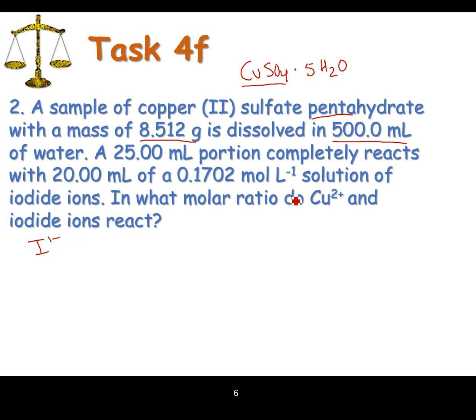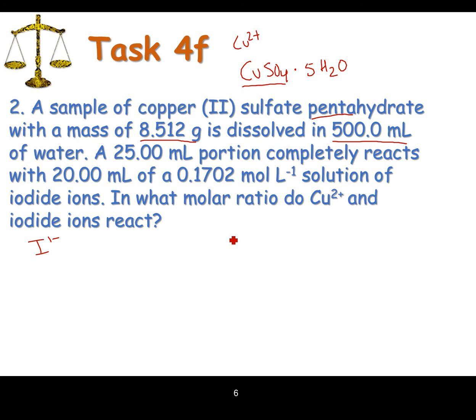In what molar ratio do the Cu2+ and the iodide ions react? So you'll have to, again, think, based on whatever the molarity of this is, it's the same number of moles of copper 2+ when this dissociates. So again, this one's going to be more involved.